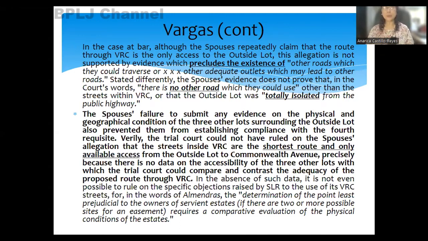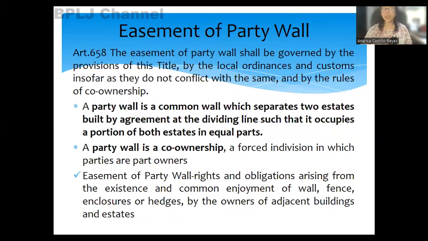The trial court could not have ruled on the spouses' allegation that the streets inside VRC are the shortest route and only available access from the outside lot to Commonwealth Avenue, precisely because there is no data on the accessibility of the three other lots with which the trial court could compare and contrast the adequacy of the proposed route through VRC. Okay, so we're through with easements.